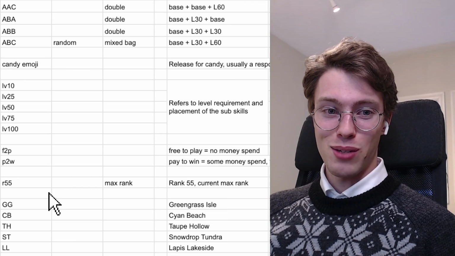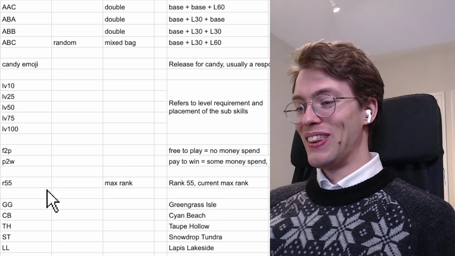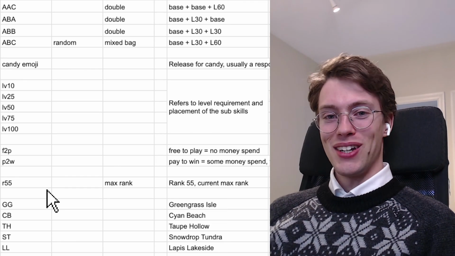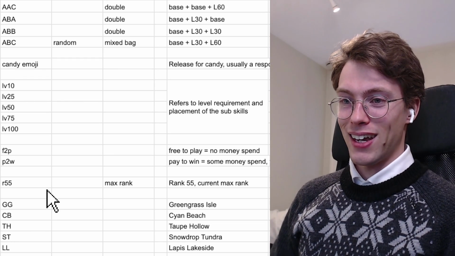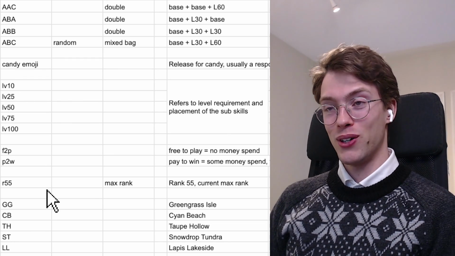So it's just a mess talking in the Rate My Pokemons of the Discords, and I can understand that it can be quite intimidating for particularly newer players.